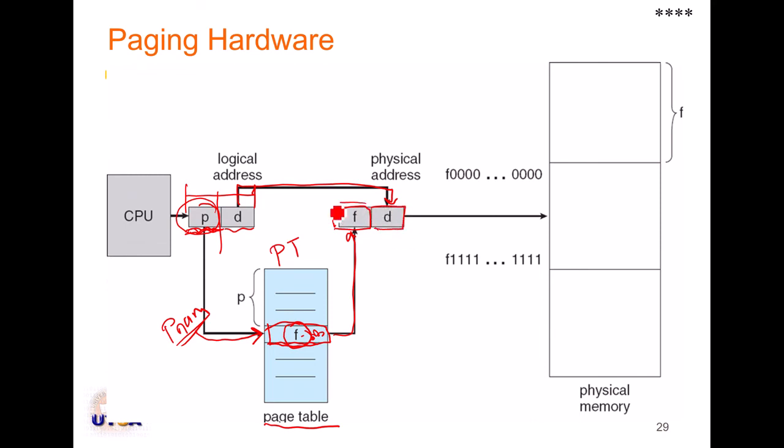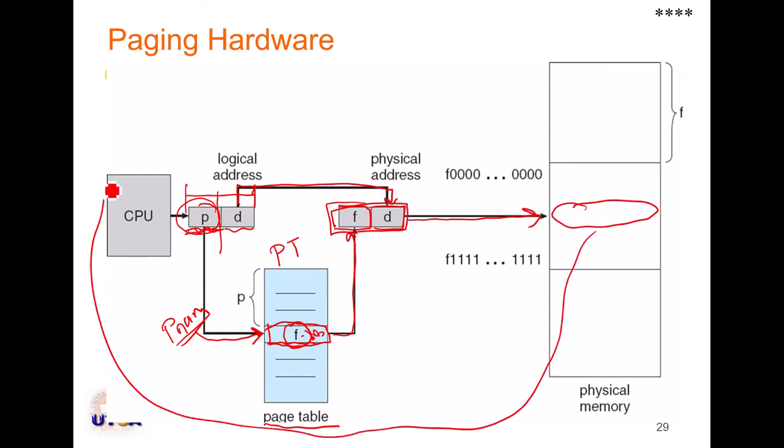and concatenate both. So now you have your physical address, and by using this physical address, we go to the corresponding value or instruction or data in the main memory, in the physical memory, and get whatever you have here, either read or write, into the CPU.